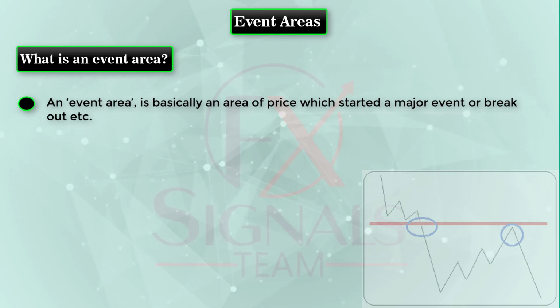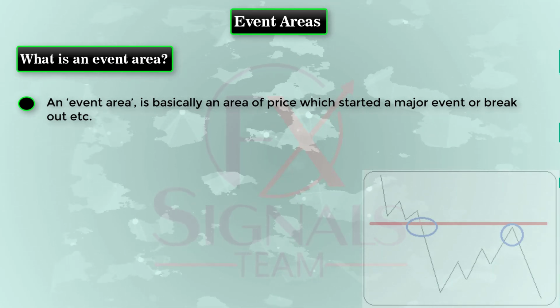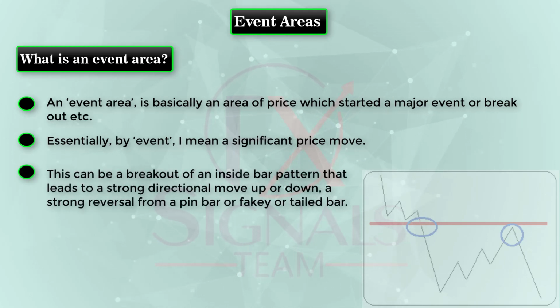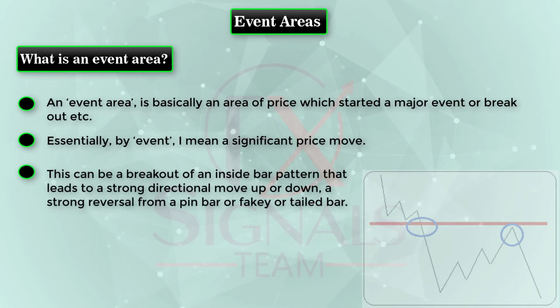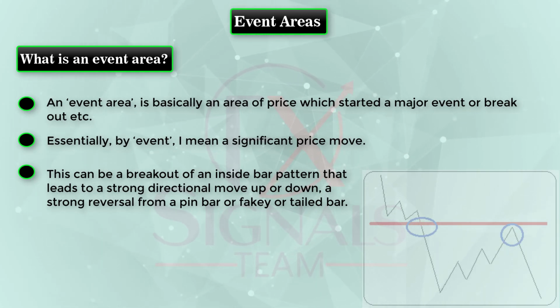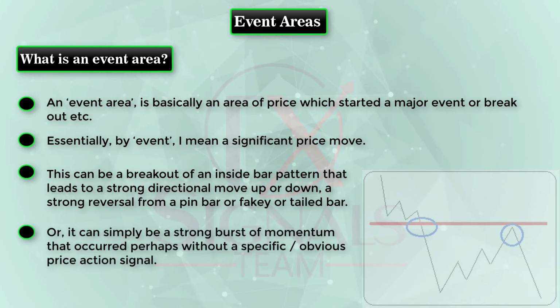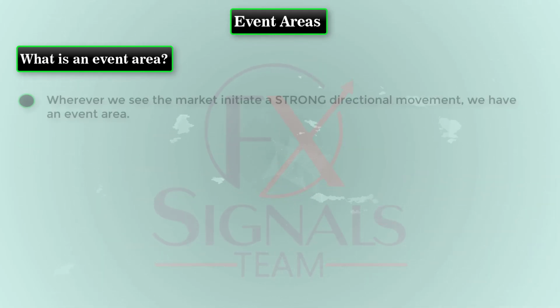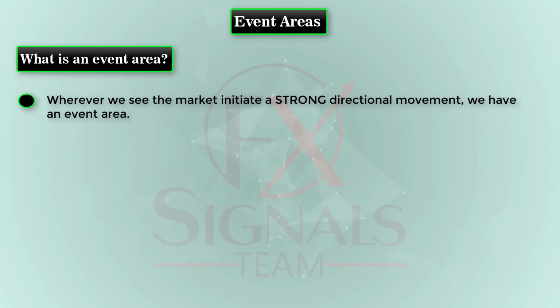An event area is basically an area of price which started a major event or breakout, etc. Essentially, by event, I mean a significant price move. This can be a breakout of an inside bar pattern that leads to a strong directional move up or down, a strong reversal from a pin bar or fakie or tailed bar. Or, it can simply be a strong burst of momentum that occurred perhaps without a specific or obvious price action signal. Wherever we see the market initiate a strong directional movement, we have an event area.